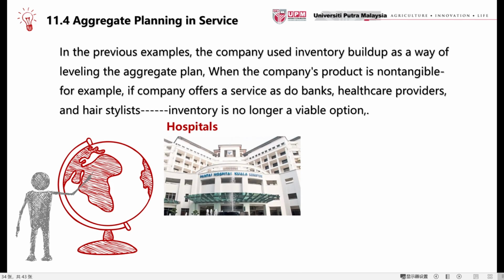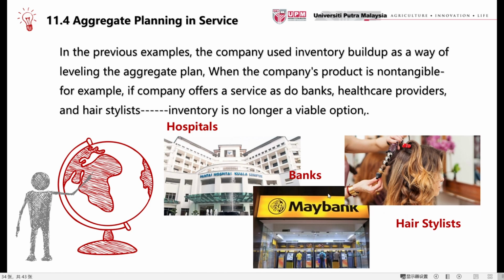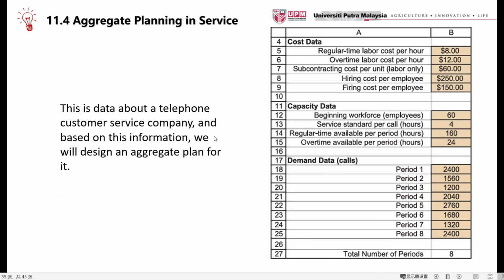Aggregate planning in service is very different from manufacturing, because if the company's product is the service, for example hospitals, banks, or hairdressers, inventory is no longer an available option. For example, the data in this graph is about telephone customer service companies. So this is aggregate planning for a service company.